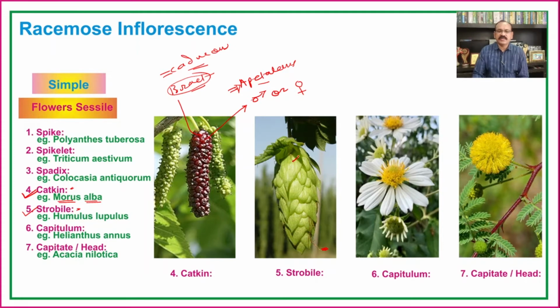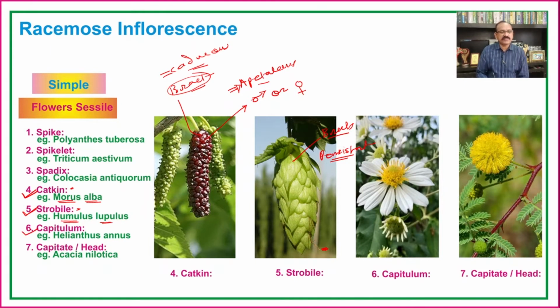In this type of inflorescence, there is a development of bracts, and these bracts are persistent. So such a type of inflorescence in which many sessile flowers are developing in the axil of foliaceous persistent bracts is known as strobile type of inflorescence. And such strobile type of inflorescence is found in Humulus lupulus.